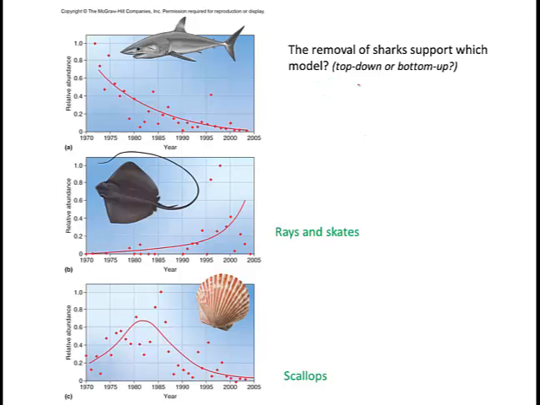So one of the things that I want you guys to think about, and that we'll get to in class next week, is this example of the removal of sharks in this system, does this support top-down or bottom-up control? Just looking at the relative abundance of sharks versus rays and skates versus scallops. And of course, rays and skates feed on scallops, and sharks feed on rays and skates. So tell me whether this data here is supporting a top-down or bottom-up control model.